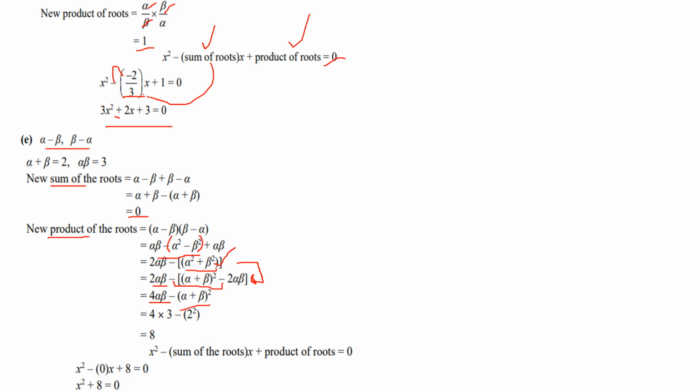Now since our expression is in terms of alpha beta or alpha plus beta, we substitute. Product of roots was 3 and sum of roots was 2. So you remain with 12 minus 4, which is going to give you 8. An equation is always given in the form of x squared less sum of roots times x plus product of roots being equal to 0. So you remain with x squared minus our sum of roots, which has been 0. You put it there, plus 8 is equal to 0. Simplifying will give you x squared plus 8 is equal to 0 as your final answer.